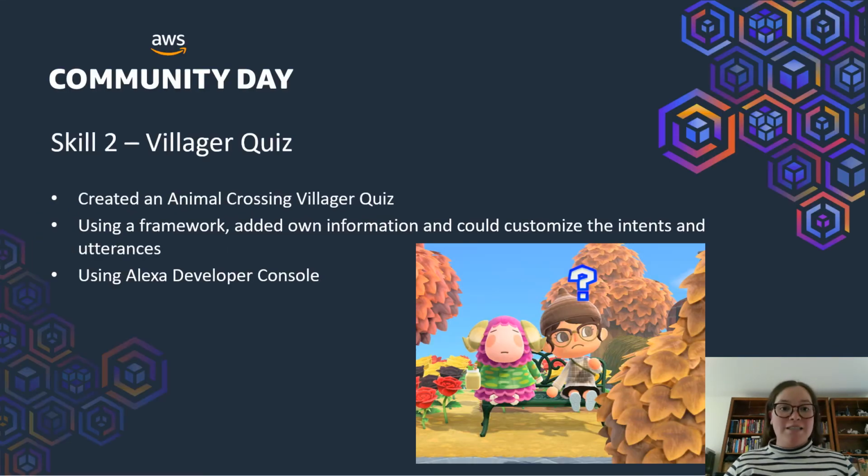For my custom skill, I found a quiz framework, which I was able to customize and add my own data to, and play around with that user interaction model. I decided to focus on the villagers of Animal Crossing, as there's 397 potential neighbors to have on your island. So I thought it was a really great source of data, and it actually didn't exist yet.